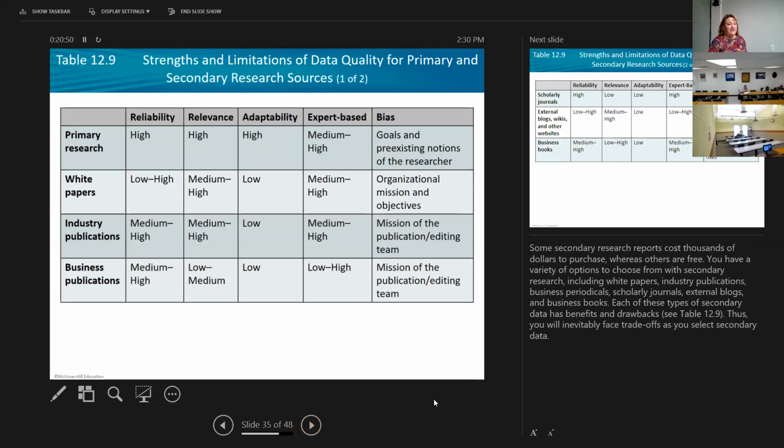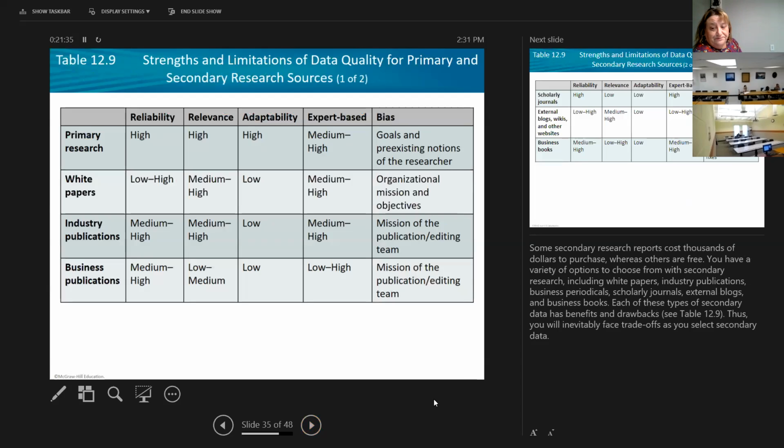All right, again, these are some different research choices, sources of places you can go to get information, and how well they meet the reliability, relevance, adaptability, expertise, and bias. Okay, primary research is research you're doing on your own out there, no one else has done it. It has very high reliability and relevance, high adaptability, medium to high expertise. There may be some pre-existing notions of the researcher. You have to watch out for that.